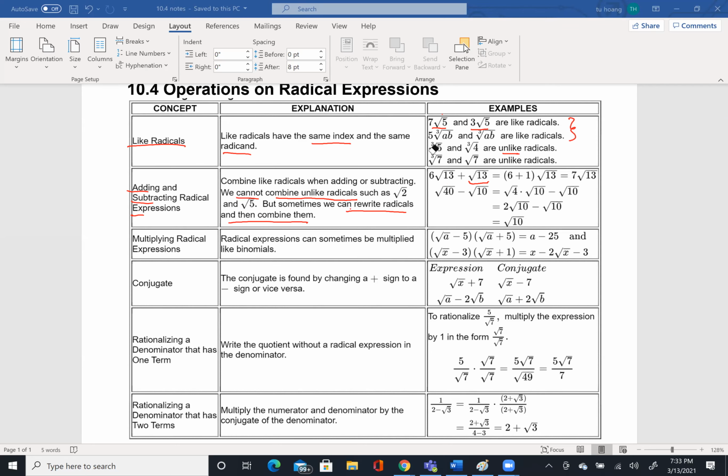So you can combine them because the first term has 6 and the second one can be written as 1 square root of 13. So it's like you are adding 6 square root 13 plus 1 square root 13, which is 7 square root 13, right?